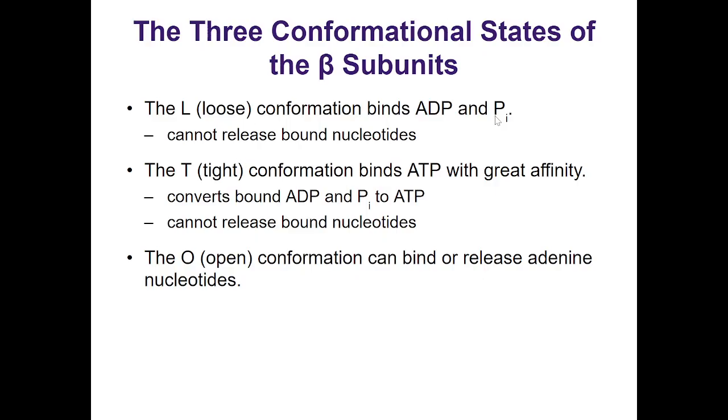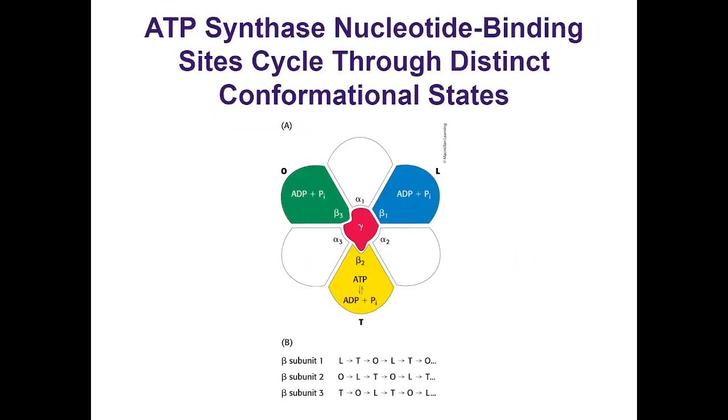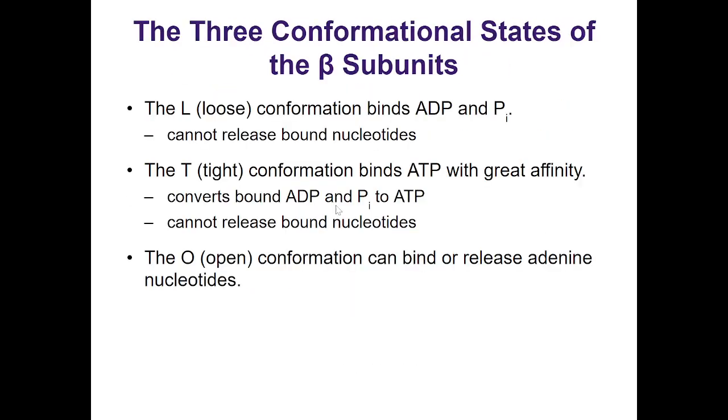L again is the loose conformation. This binds your ADP and the orthophosphate. You cannot release the bound nucleotides once you've bound them. T is going to be the tight conformation. This is going to bind ATP with great affinity. This is going to convert your bound ADP and orthophosphate to your ATP. Again, that's the T right there, this right here being the L. This cannot release your bound nucleotides still.